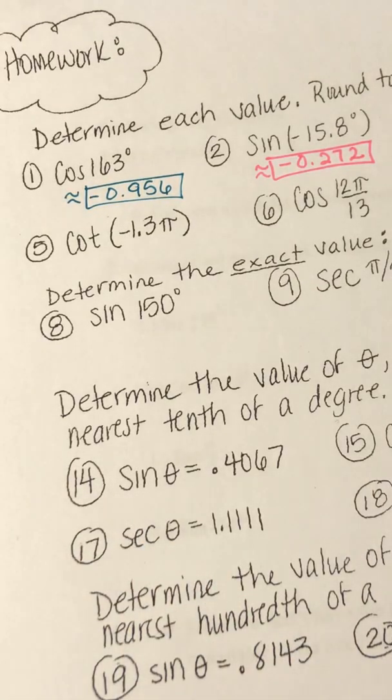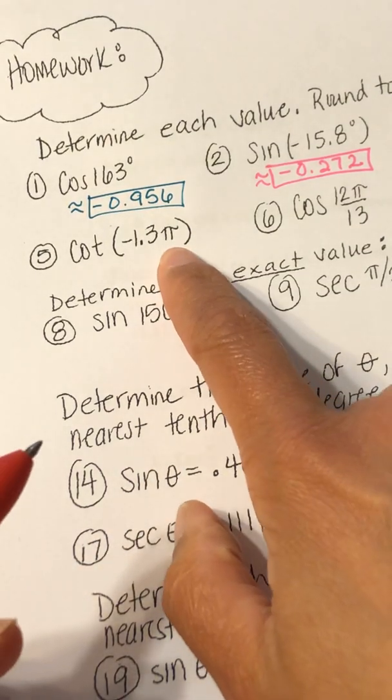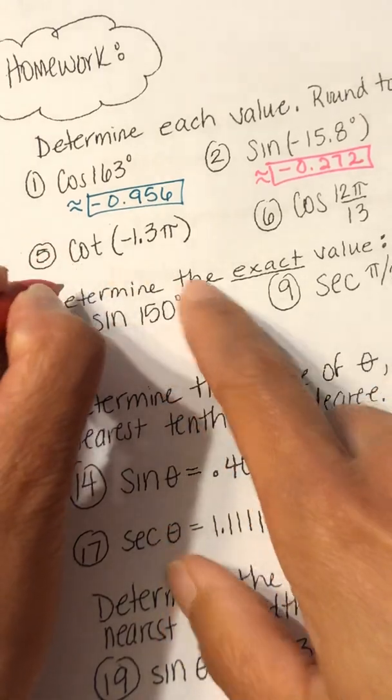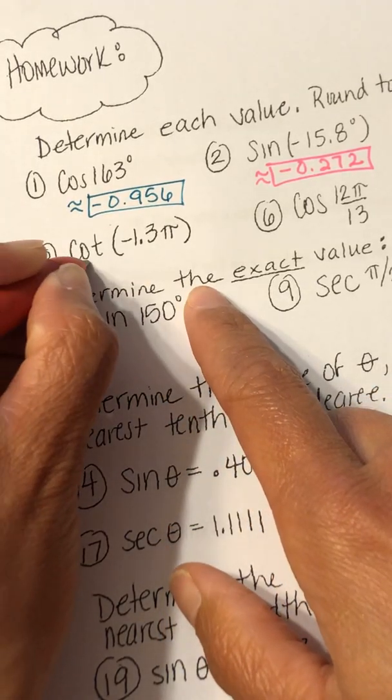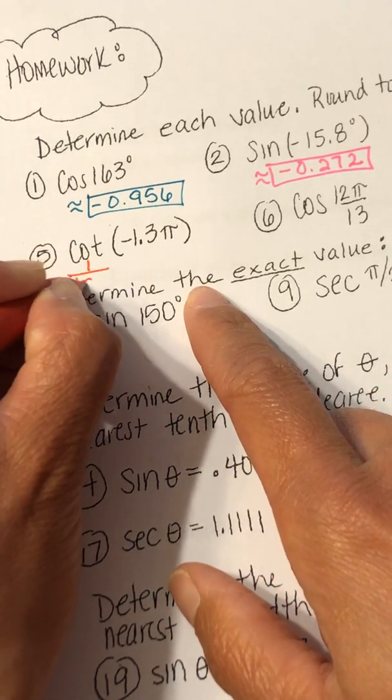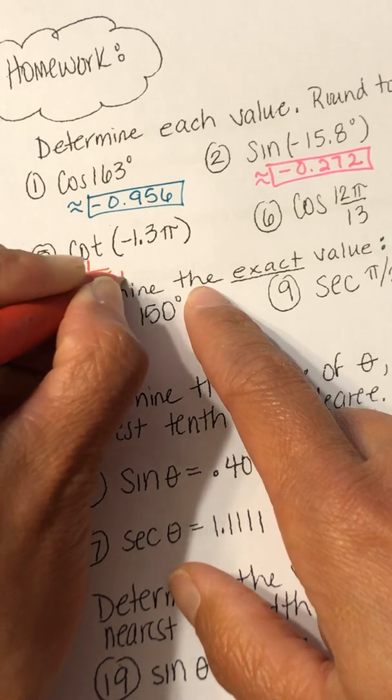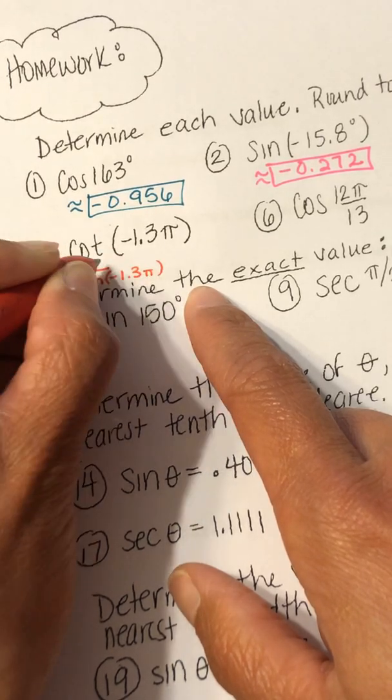Number 5, cotangent of negative 1.3 pi. I am still in radians because the pi is my huge clue there. But I don't have a cotangent button. Cotangent is the reciprocal of tangent. So I need 1 over the tangent of negative 1.3 pi.